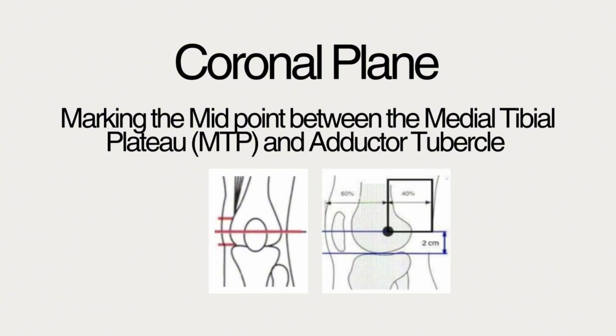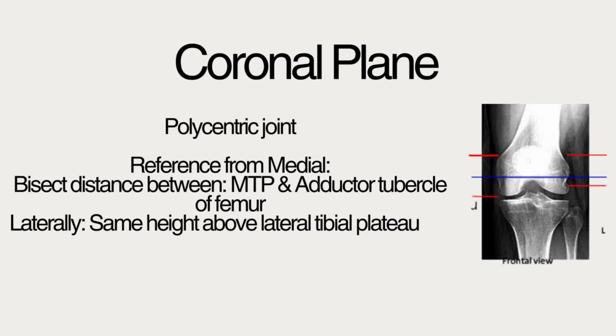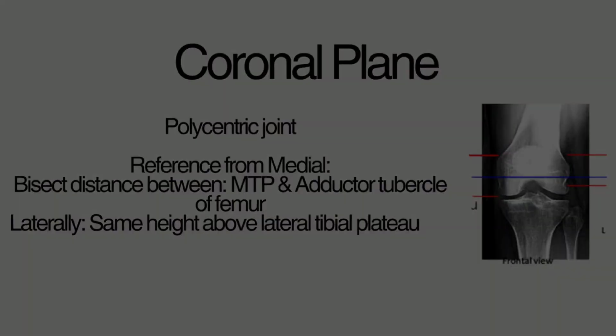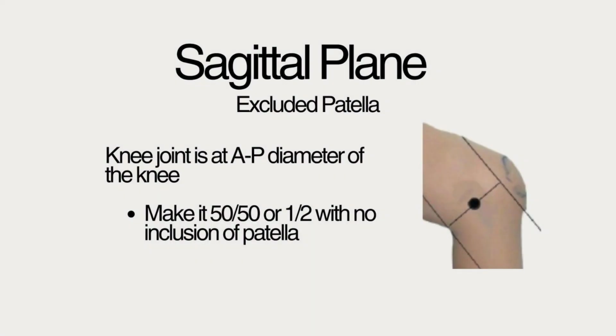So in the coronal plane, you can find the polycentric knee joint axis by reference from the medial side, the distance between the MTP and the adductor tubercle of the femur, and then for the lateral it is the same height above the lateral tibial plateau. So, after the coronal plane explanation, we switch to the sagittal plane.